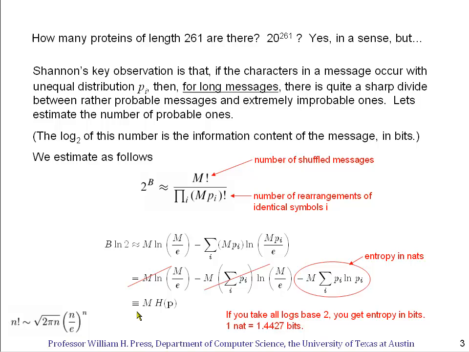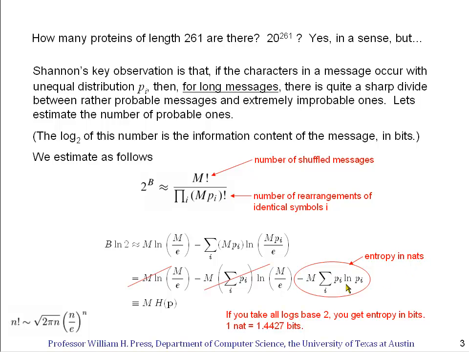So over here, we can define this as the length of the message times a property of the distribution only, this sum of p log p. And that's called the entropy of the distribution p. It's useful to think of entropy as measured in units. And because we used a natural log here, we've got our entropy in a funny unit. We've gotten it measured in a unit called nats.